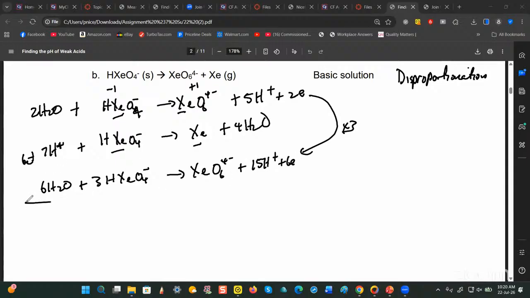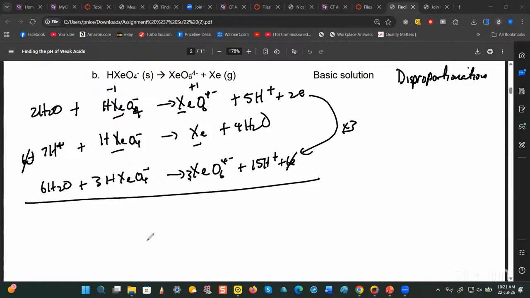And the next step, of course, would be to add these two. So in adding these two, some things will cancel out. The electrons will totally cancel out, right? You forgot to add the e in front of the xenon. Oh, right, thank you. Yeah, you're right. Okay, so the electrons will cancel out totally.